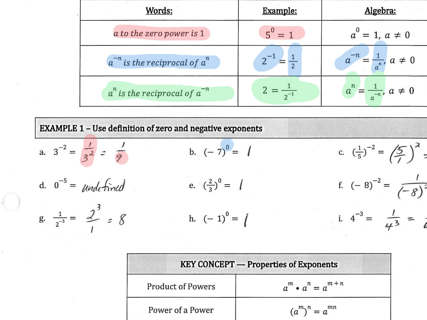For letter B, we see that negative 7 has an exponent of 0. Any number with a 0 exponent is 1. We could do the same thing for letter E. 2/3 to the 0 power is 1. Or letter H. Negative 1 to the 0 power is still 1.